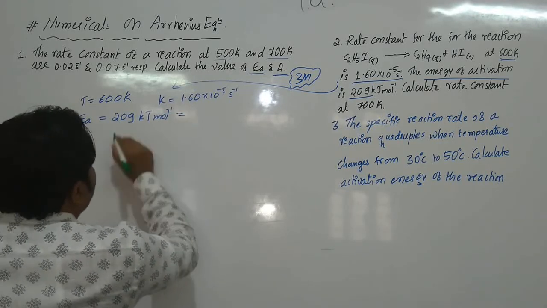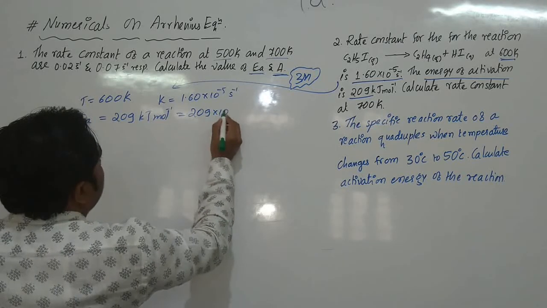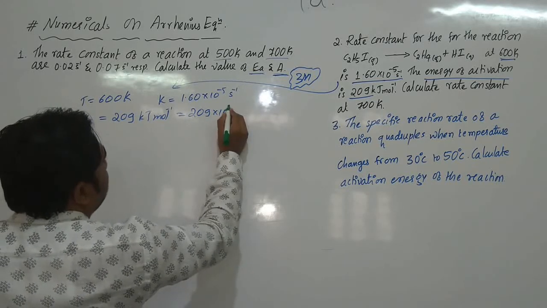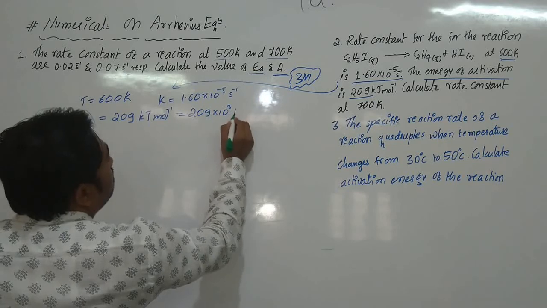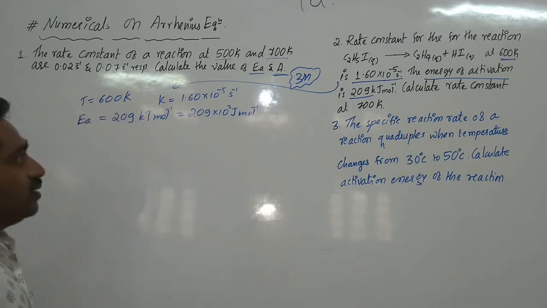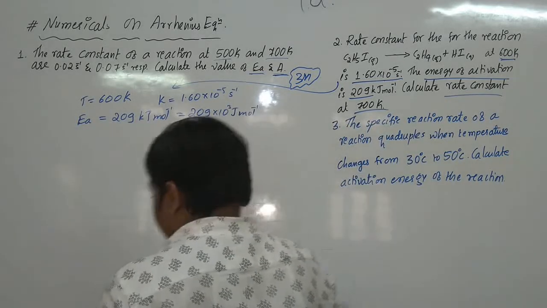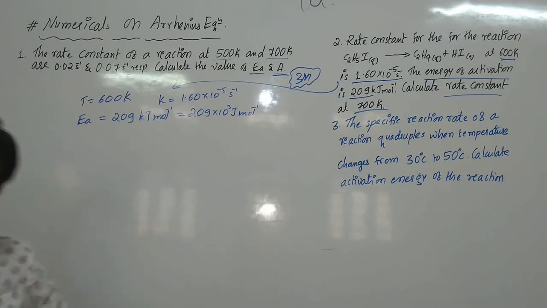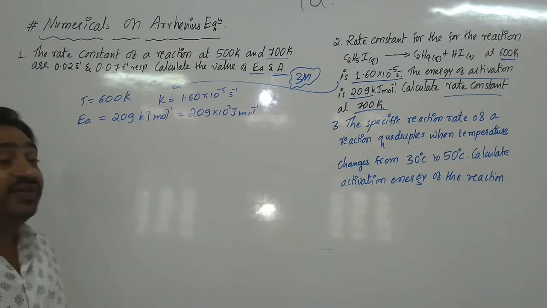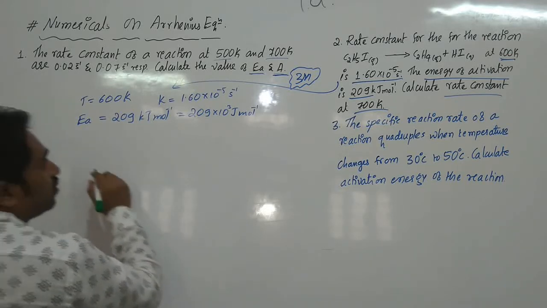So how can we write it? 209 into kilo means what? 10 to the power 3. 10 to the power 3 joules per mole. Okay, so now what we have to calculate is the rate constant of the reaction at 700 Kelvin temperature. We have to calculate at 700 Kelvin temperature. So how can we write?